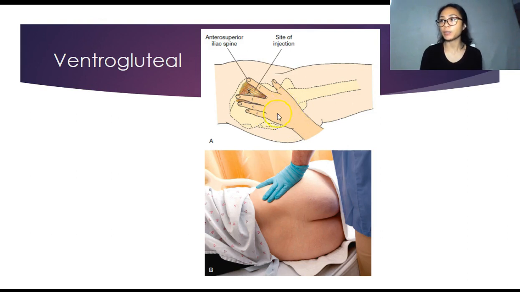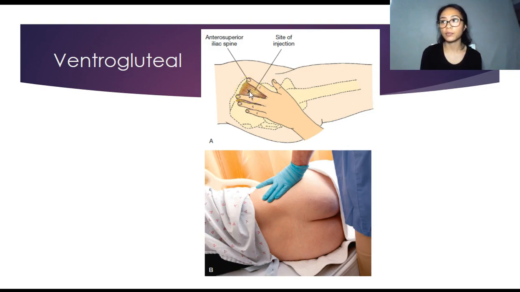So you can see here with the image, we've got the patient's right hip, the nurse's left hand, the heel of the hand on the greater trochanter, the thumb pointing towards the patient's groin, the index finger palpating the anterior superior iliac spine, the fingers pointing towards the head. And we've got the index finger and the middle finger forming this triangle of space. And that is the area of injection site.